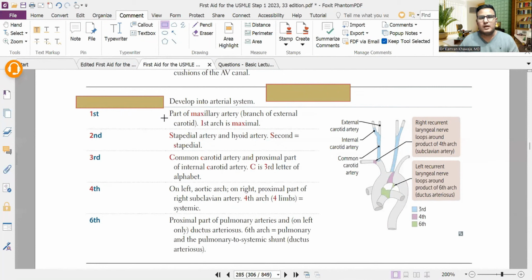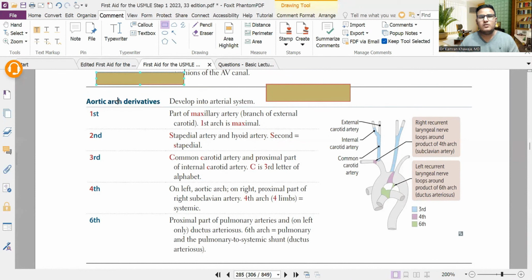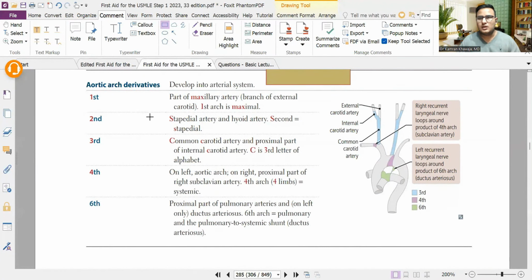First gives the maxillary artery. It gives the supply of the first aortic arch. Second is the stapedial artery and hyoid artery. Actually, we will study more detail in the reproductive section, what the arches are, what structures are developing. Just remember, it is given in the first book, so we are revising, but in more detail we will study in the reproductive section. The first is the maxillary artery, and the second is the stapedial and hyoid.